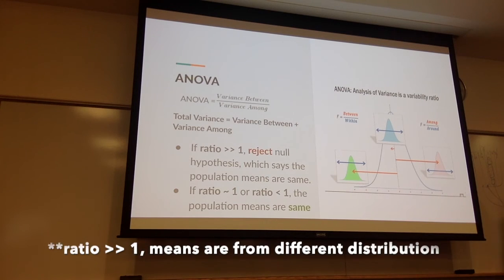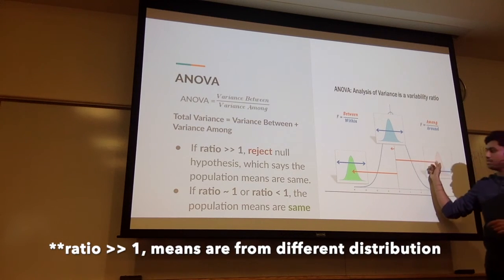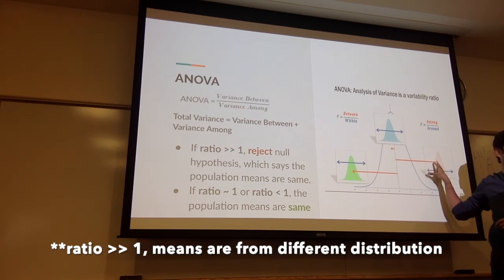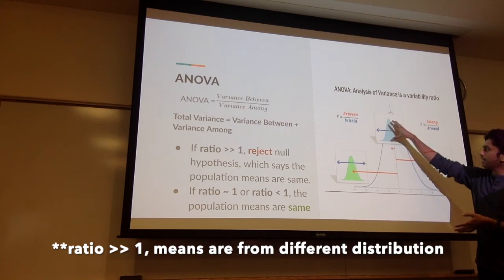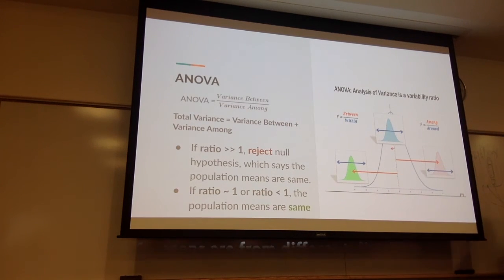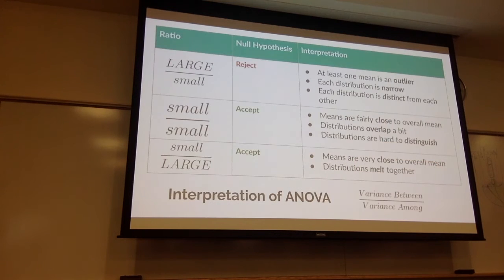So if the ratio is 1, that means all these distributions are unique in nature. If the ratio is less than 1, then they are in the same distribution. Now let's understand the ratio.